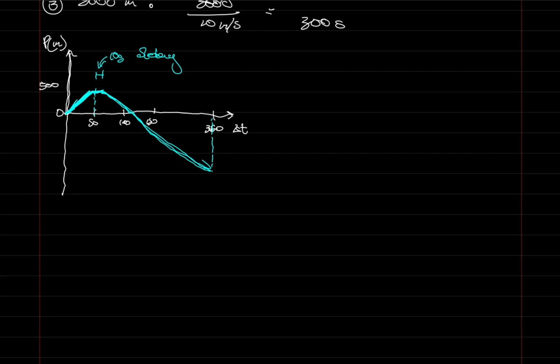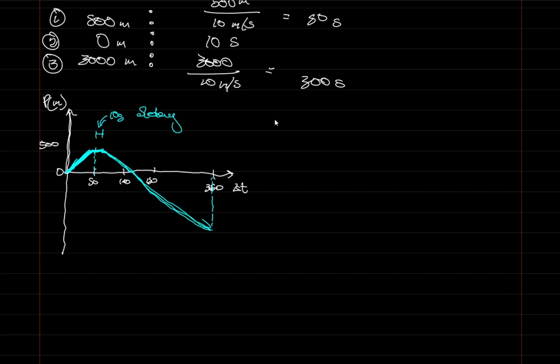Then you could go on further and draw your v versus t, which is velocity versus time. How you would do that, I would give you a clue. You would use gradient.